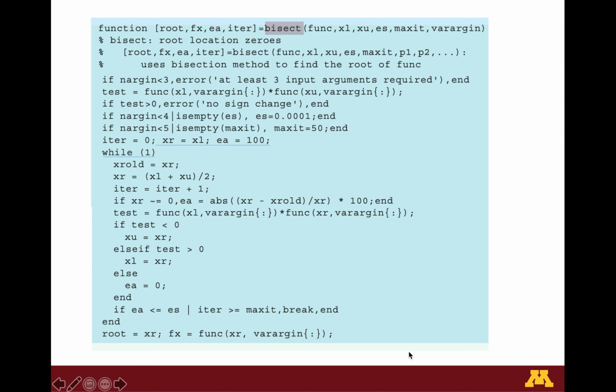There are several outputs. Root means the real root. Fx means the function value at the real root. Ea is the approximate relative error in percentage. ITER is the number of iterations used to achieve the result. In the body of the function, we use a while loop to keep the iteration going. XR is the newly calculated boundary position. It will be used to form the new bracket that contains the root. And in each iteration, error is calculated by its definition.